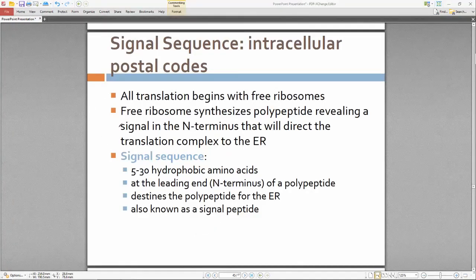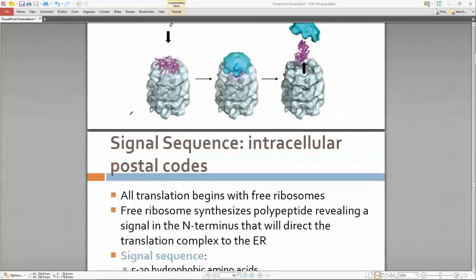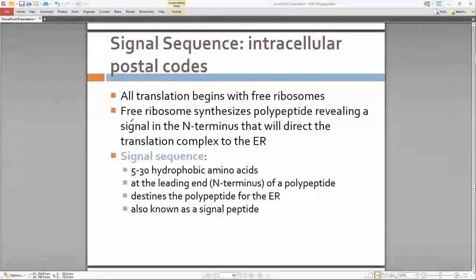So, what is a signal sequence? Signal sequences are very important, and they're basically like intracellular postcodes. All translation begins with free ribosomes. The free ribosome synthesizes a polypeptide chain, revealing a signal in the N-terminus that will then direct the translation complex to the endoplasmic reticulum, or it won't if there is not a signal sequence.